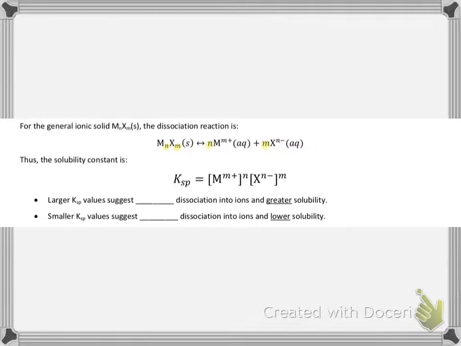So just like any other equilibrium value, if you have a larger KSP value, you have more products. So that means more dissociation and a greater solubility. So the higher the KSP, the more of the substance will dissolve. And of course, smaller KSP, less stuff is dissolving, so you have lower solubility.